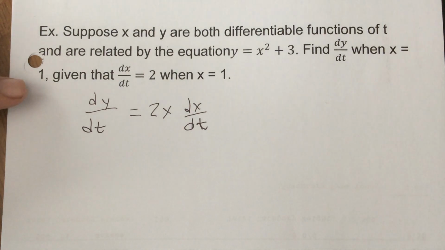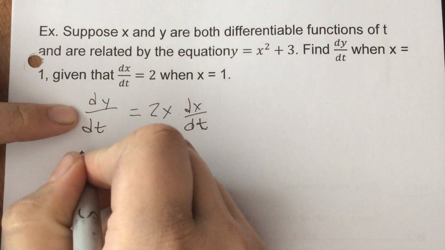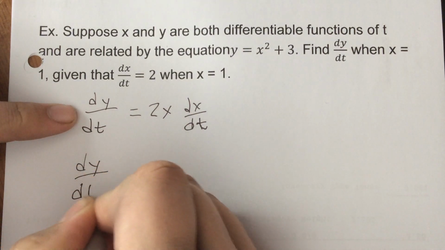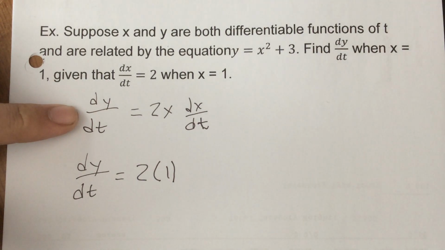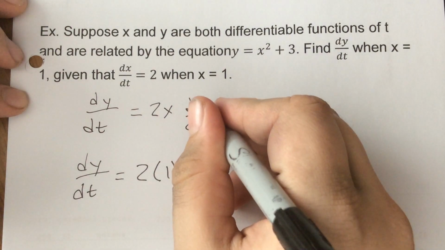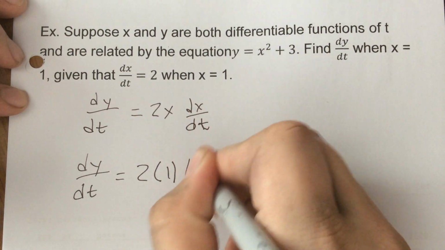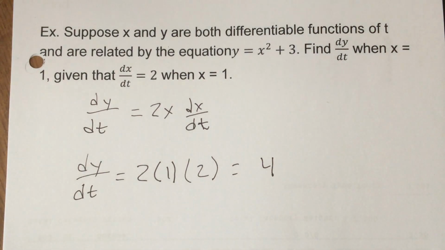So now it says, okay, find dy dt, so we're going to find what this equals when x is 1. So dy over dt equals 2 times 1 in for the x. It also says dx dt is going to be 2 when x is 1. So we can replace this dx dt with a 2, and we end up with 4. Now, for this one, it wasn't a specific rate, so we don't have a label, but typically they're going to have a label that we would go with that. So it's kind of how this is going to flow.